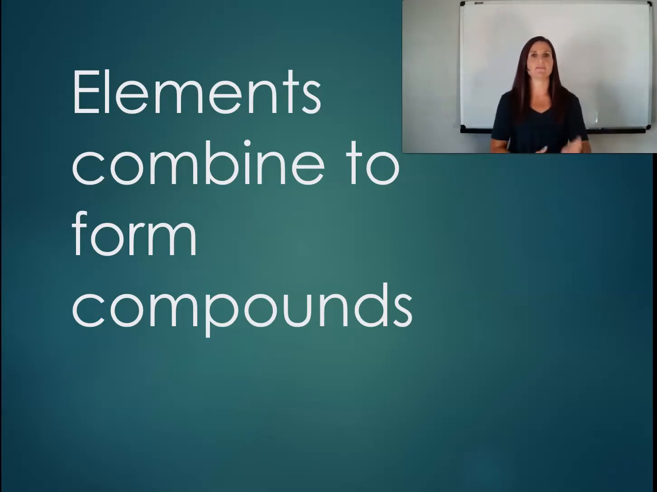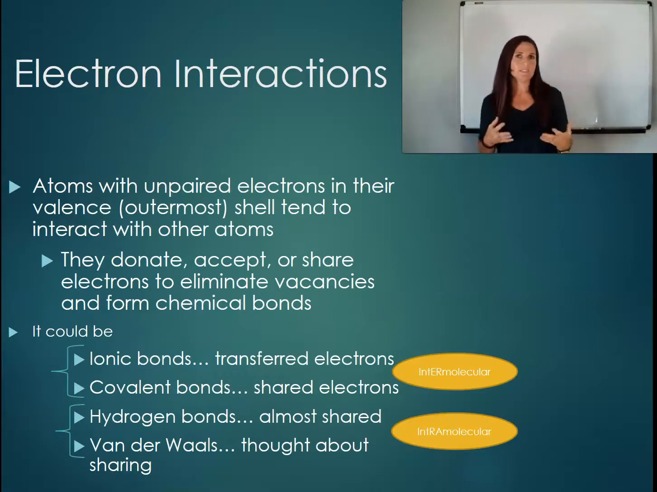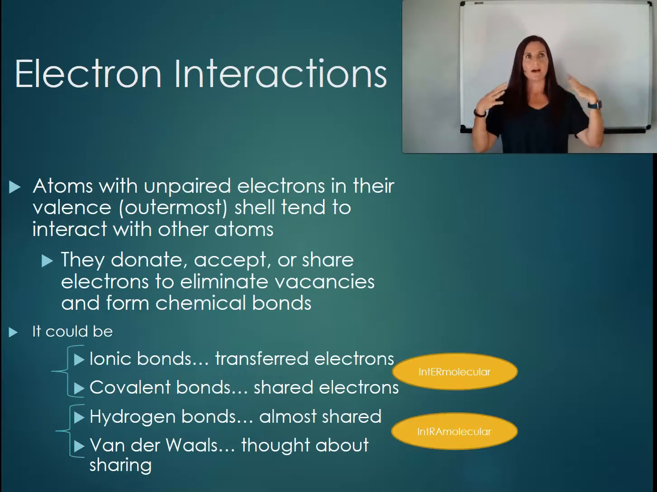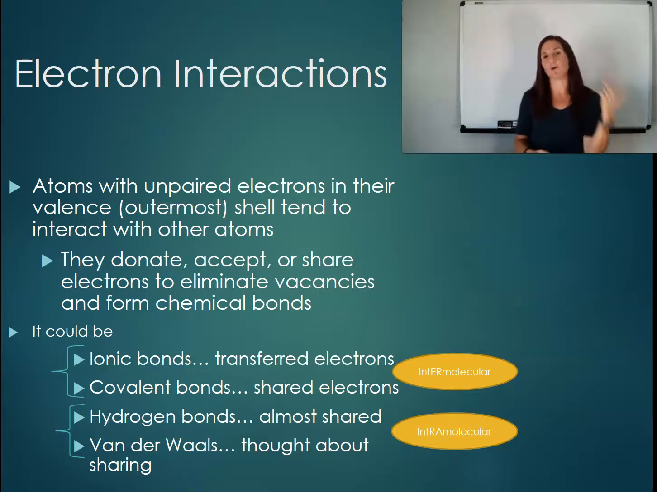And now we're going to be stepping on into combining these elements in order to form compounds. Atoms with unpaired electrons in their valence shell, or without 8 electrons in their valence shell, are going to want to interact with other atoms. They're going to tend to donate, accept, or share electrons in order to eliminate vacancies. We have already talked about donating and accepting electrons.